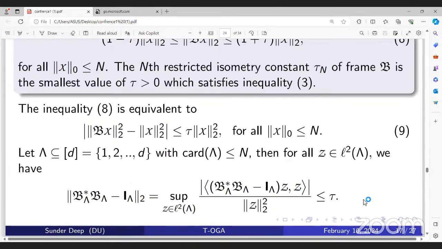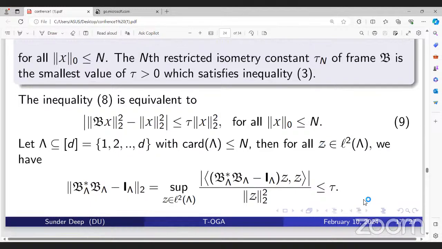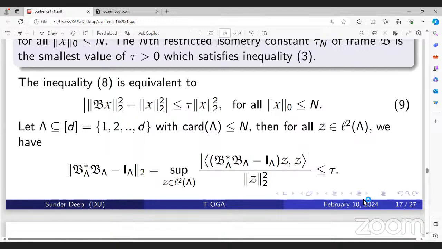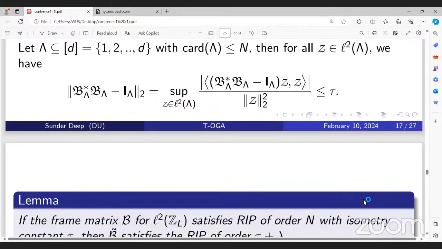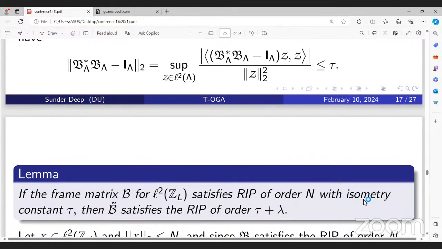And if Λ is a subset of the natural numbers 1 up to d such that the cardinality of Λ is less than n, then for every z in ℓ2(Λ), we have the norm of B star_Λ B_Λ minus I_Λ. This is equal to the supremum over z in ℓ2(Λ) of the inner product of (B star_Λ B_Λ minus I_Λ) z with z, and this is less than τ, because B star_Λ B_Λ minus identity is a positive definite operator. So we define the norm of B star_Λ B_Λ minus I in this way.